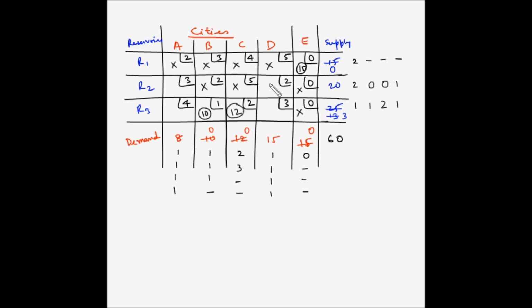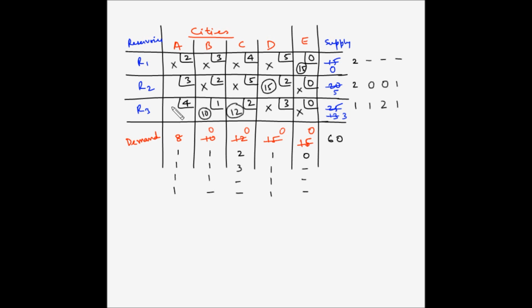So let's try to allocate the maximum to R2D. So the demand at D is 15 units while R2 has a supply capacity of 20 units. So the maximum we can allocate is 15. So with this allocation, the entire demand at D has been met, while the supply capacity at R2 is now 20 minus 15, which is 5. Now let's cross off the remaining boxes at D as the entire demand for D has been met and the remaining boxes are no longer required to be allocated.